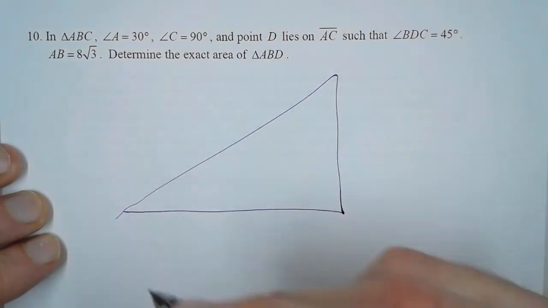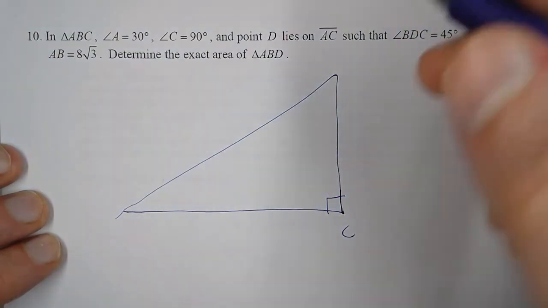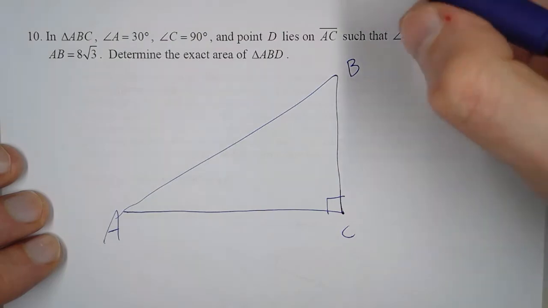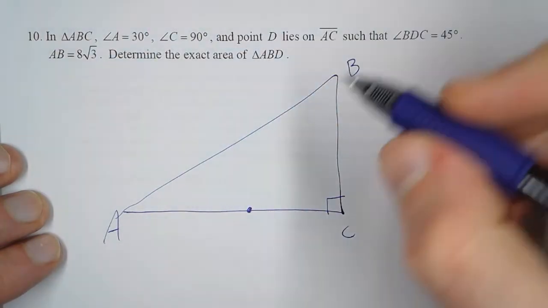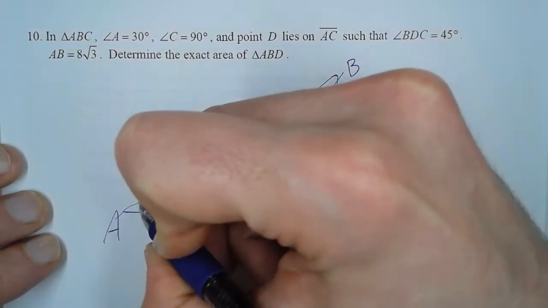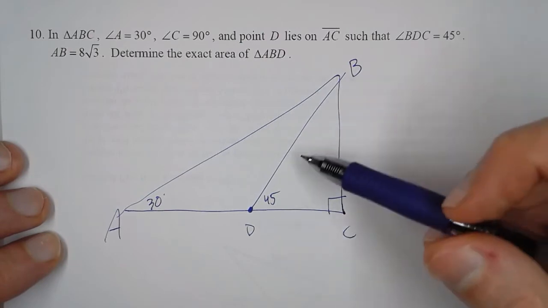So here's what this looks like. Angle C is 90 degrees. Here's point B up here. Angle D is over here. So D is 45, A is 30. Now, for the moment, let's ignore D.